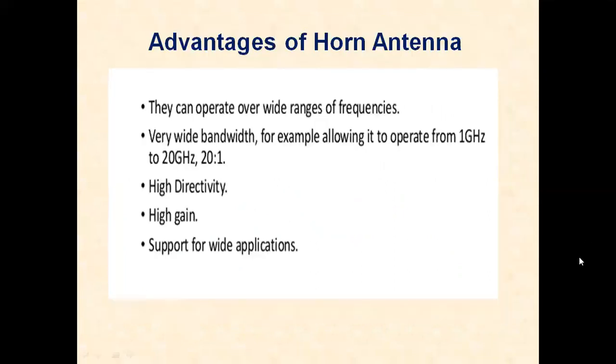There are a number of advantages of horn antennas. They can operate over a wide range of frequencies, very wide bandwidth, 1 GHz to 20 GHz. There is high directivity and high gain, and they support a wide range of applications. So the horn antenna is the most widely used, suitable antenna for microwave applications.